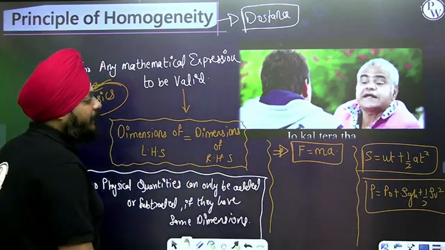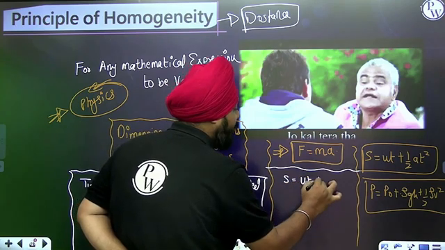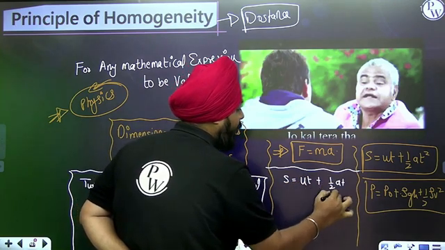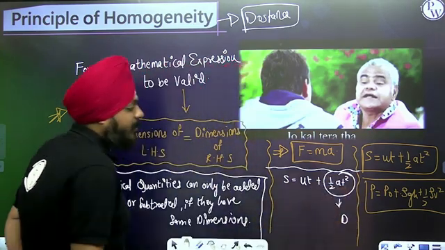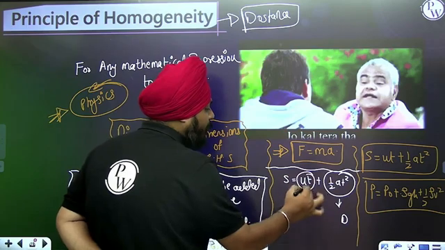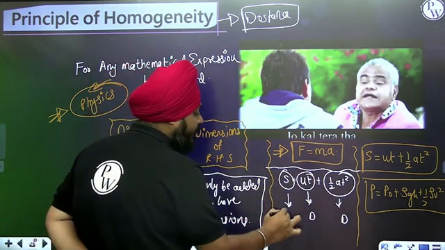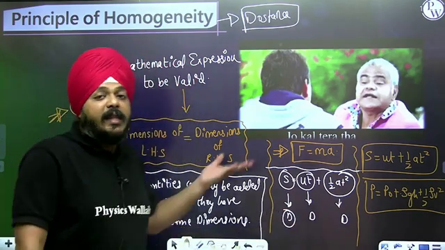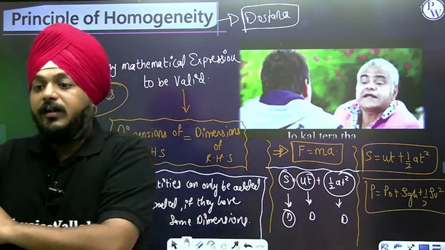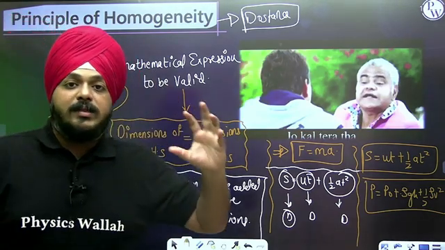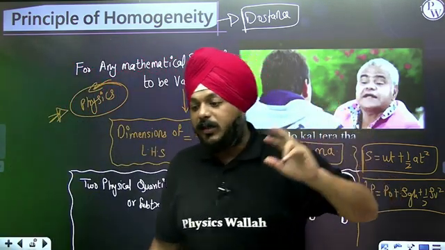It means that if I'm talking about the equation S is equal to ut plus half at square, the dimensions of half at square will be d. The dimensions of ut will be d. The dimensions of S will be d. Then the principle of homogeneity is not going to be violated. Just keep this in your mind, everyone.